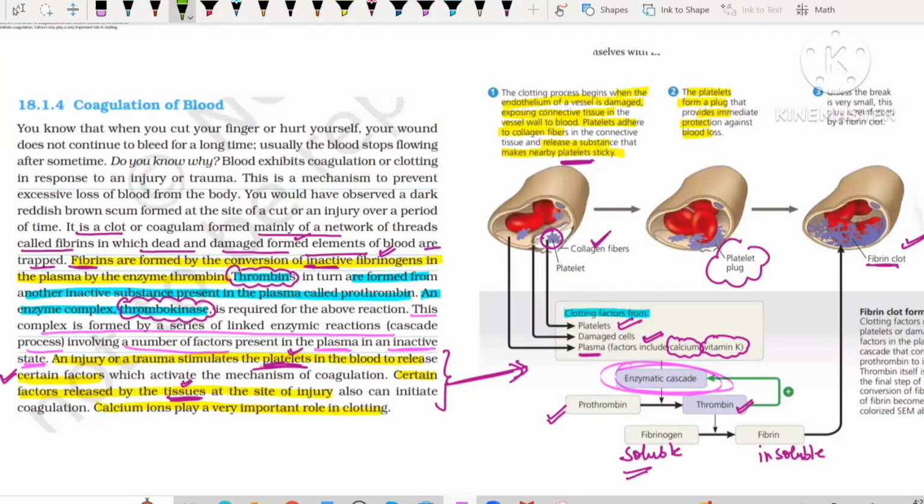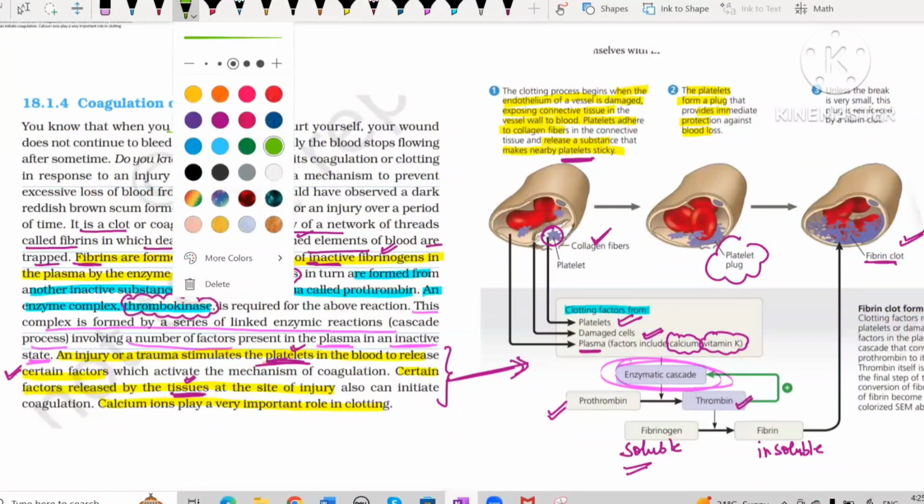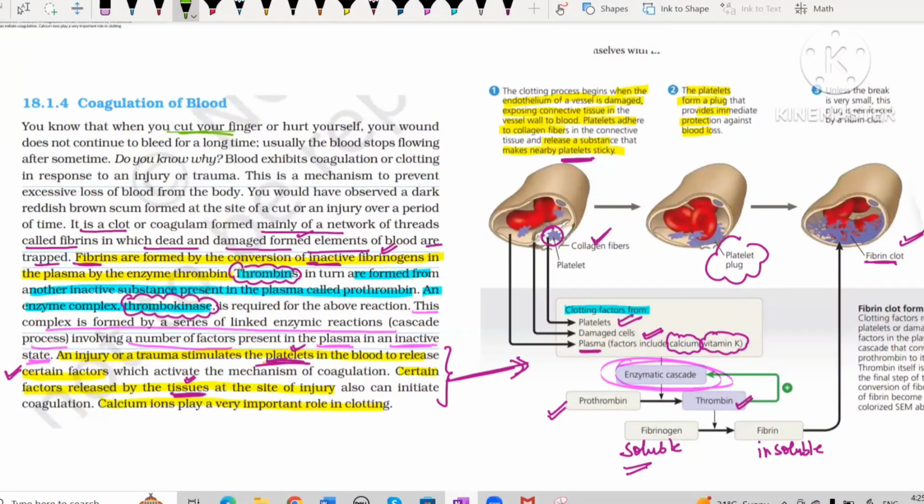See carefully, first of all, when you get a cut, okay? When you cut your finger, you will find that a clot forms. Your wound does not continue to bleed. The blood stops. Why? Because blood shows coagulation. It is a mechanism to prevent loss of blood.